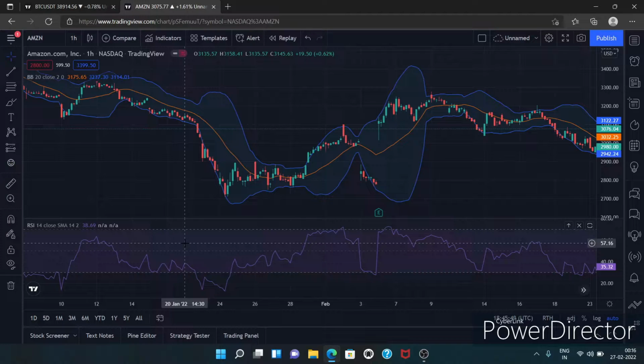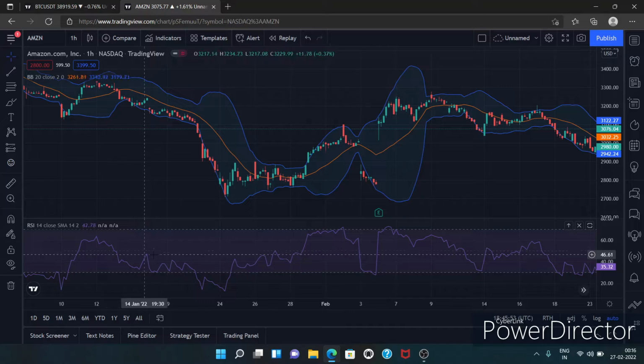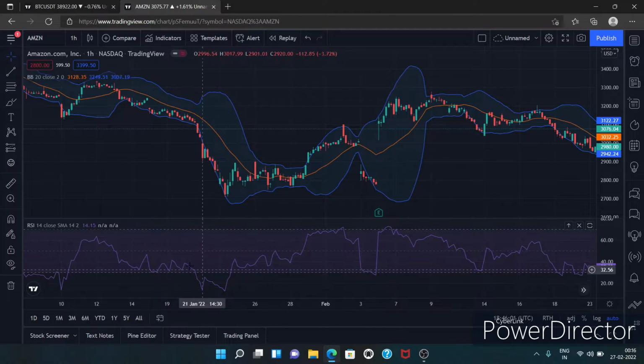So for the ones who are not familiar with this, RSI shows us the strength of the movement. If the RSI is below the 30 line mark, the stock is said to be in oversold region. Whereas if the RSI is above the 70 line mark, the stock is said to be in overbought region. For Bollinger Bands, the upper line acts as resistance, whereas the lower line acts as the support for the stock.